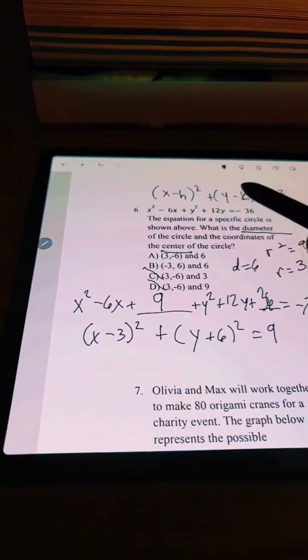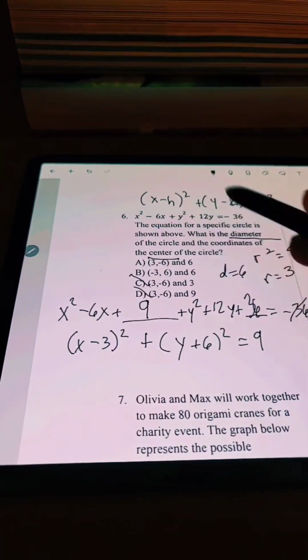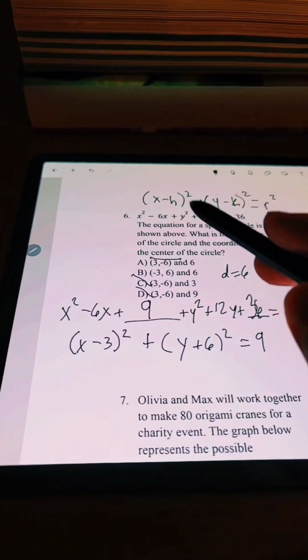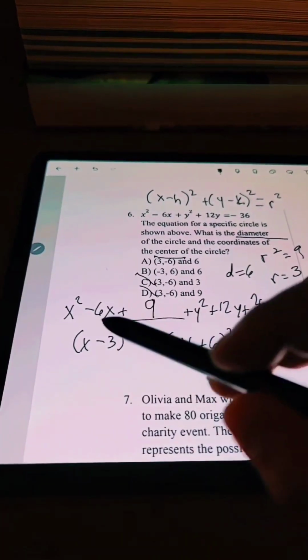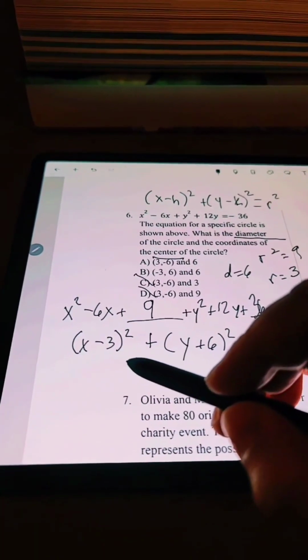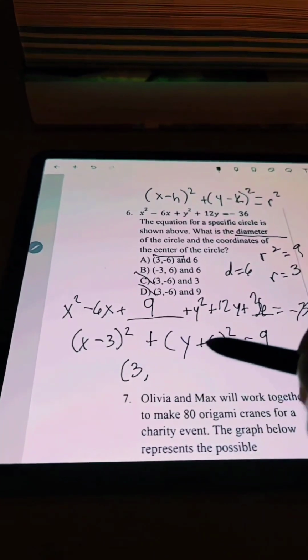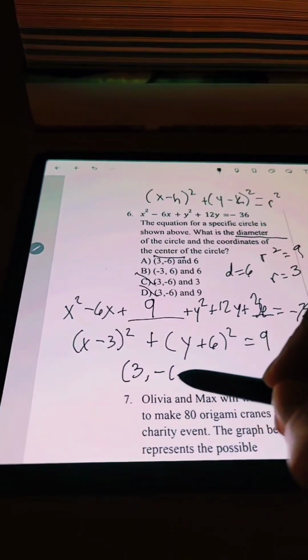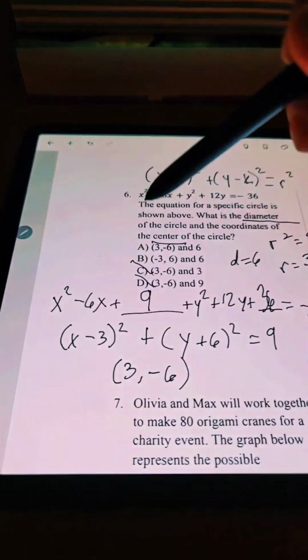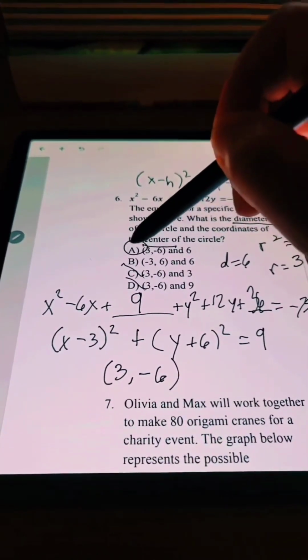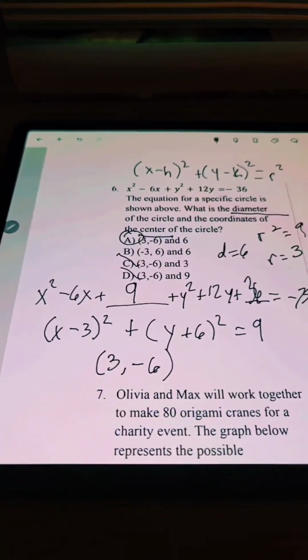And then for the h, k, or the coordinates of the center of the circle, I like to think about it as just the opposite of what's next to x and y. So the opposite of negative 3 is positive 3, and the opposite of 6 is negative 6. So it'd be 3, negative 6. So then it's going to be A as our answer there.